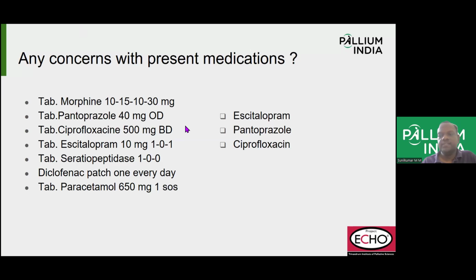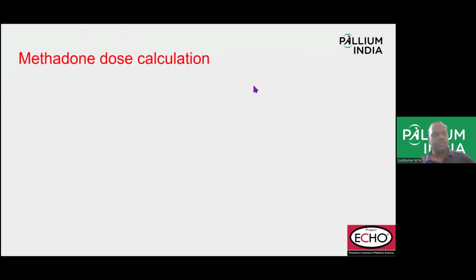Anybody has the answer? What is the dose of methadone to be started for this patient? There are some answers in the chat box: 6.5 mg, 5 milligram. Yeah, good. So let's see how to calculate the dose of methadone.